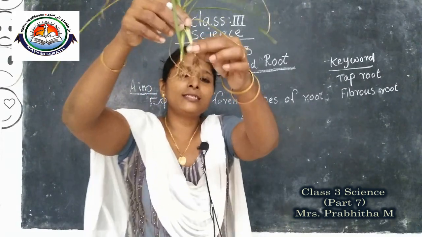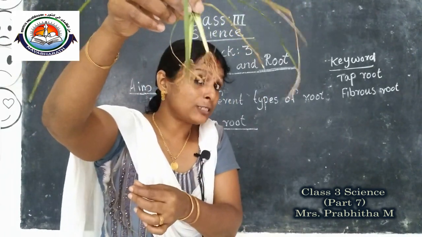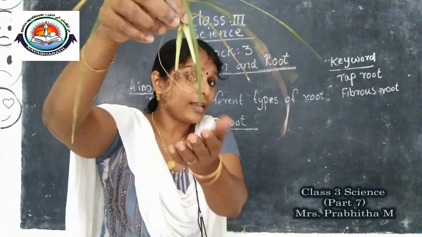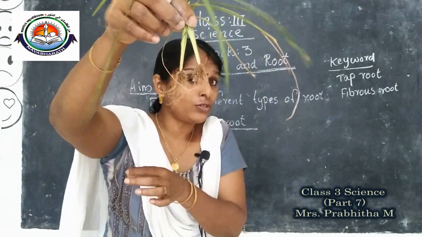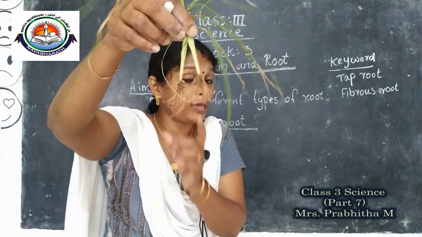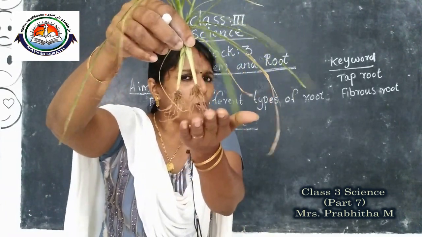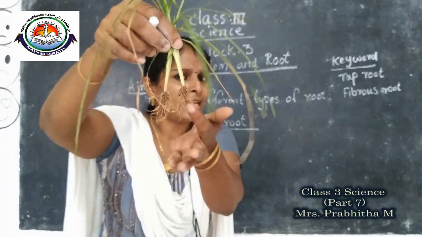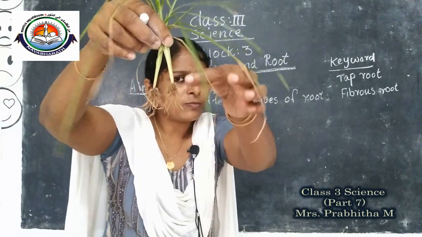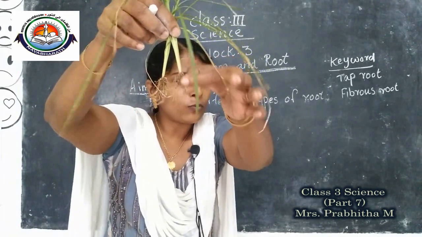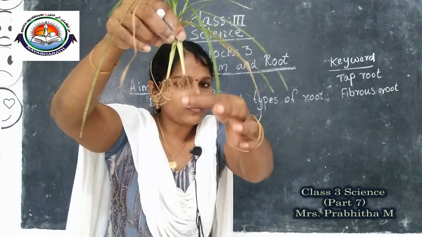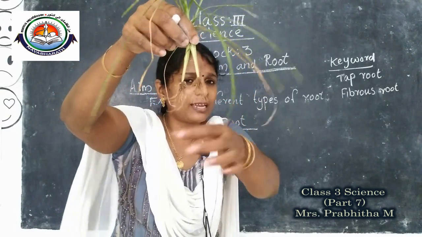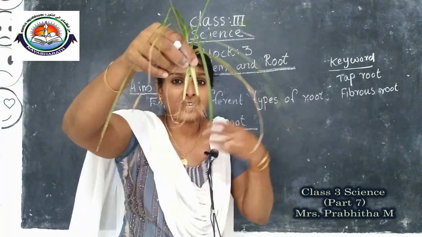Look, this is a fibrous root. This is one grass, isn't it? Now can you see the root? Look here children, can you see any main root? No, isn't it? No main root, no big root. All are small roots, isn't it? It is coming from where? Coming from the bottom of the stem. Here this much stem, isn't it? At the bottom of the stem, the small roots are coming and spreading in different directions.